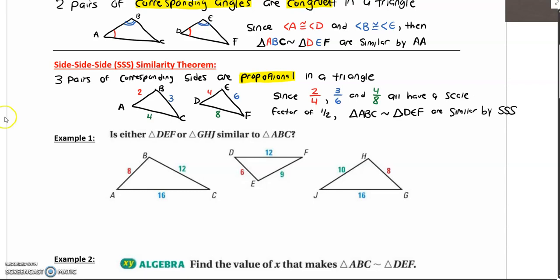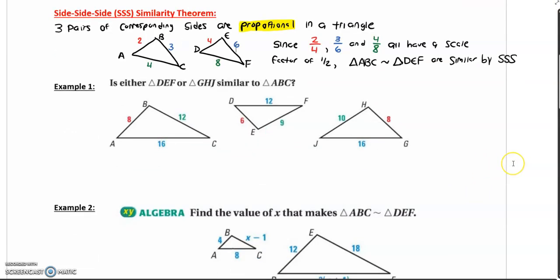In this drawing down here, we have triangle ABC and DEF, and I have them color-coded to help us out, and we'll talk about why in a few minutes. Essentially, we take the two shortest sides, 2 and 4, write them in a ratio. Take the two medium sides, 3 and 6, write them in a ratio, and then 4 and 8. When I simplify all three of them, I get a scale factor of 1/2 in all three cases. Therefore, all three pairs of corresponding sides are proportional since they equal the same scale factor, and therefore we can say the triangles are similar.